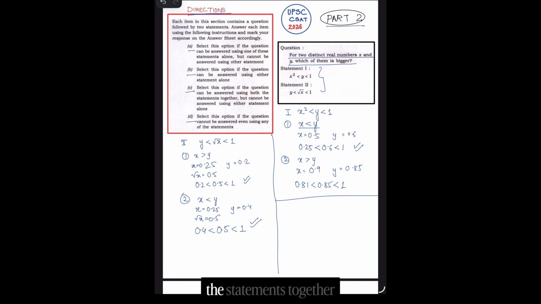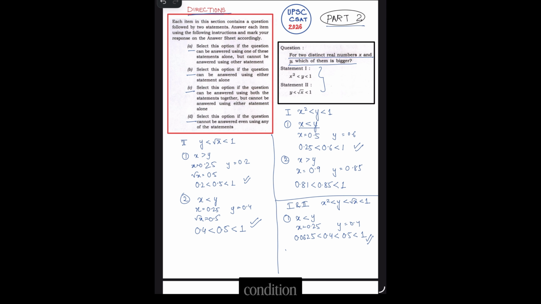Now let us combine both the statements together. So combining both statements 1 and 2, we get x square is less than y, which is less than root x, and this is less than 1. So let us take 2 cases. Case 1, x is less than y. So we are taking x as 0.25 and y as 0.4. So x square will become 0.0625. So this is less than 0.4 and this is less than root x, which is 0.5, and this is less than 1. So the condition is satisfied here. Hence x less than y satisfies the condition.